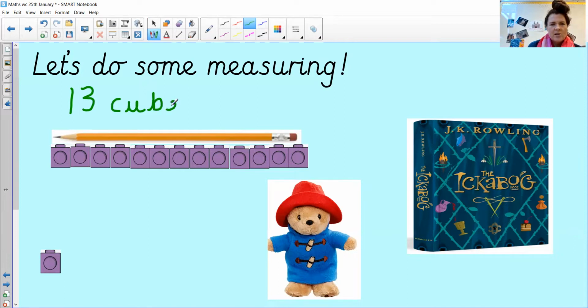Okay, 13 cubes. Now, sorry, my handwriting is not as good as if I was on the board because I'm doing it with the mouse. So 13 cubes long. Okay. Right, so I've worked that out.